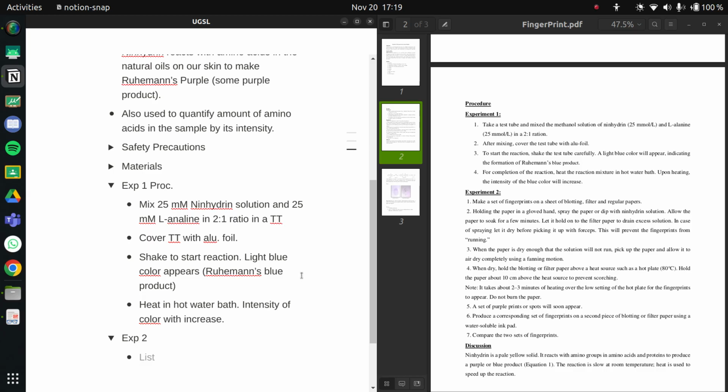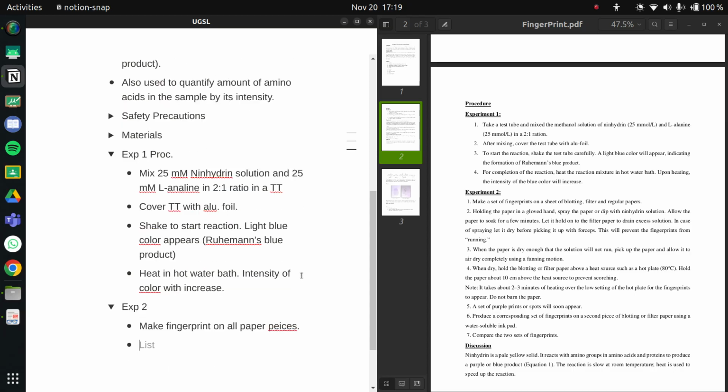Make a set of fingerprints on a sheet of blotting, filter and regular papers. Right. Make fingerprints on all 3 papers. Hold the paper in a gloved hand, spray the paper or dip it in ninhydrin solution. Right. Spray in ninhydrin. Why do you have to hold it?